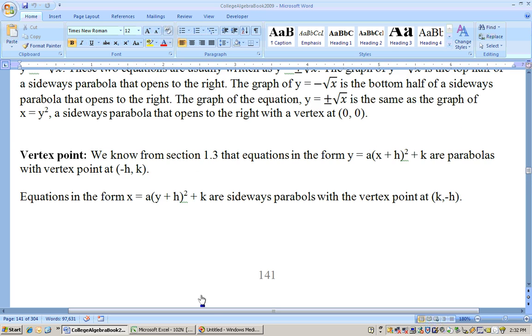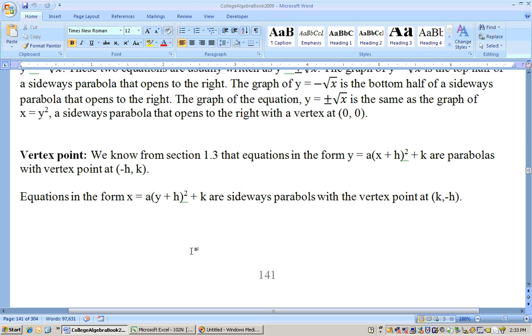The easiest place to solve that problem would be just to refer back to our notes on section 1.5, where it says graphing sideways parabolas. In case we forgot, if you have quadratics solved for y, here's your h and here's your k, the vertex point is at h, k. But if you have quadratics solved for x and the y is squared, like our particular problem, then the vertex point is at k, h. So k on the x, h on the y.